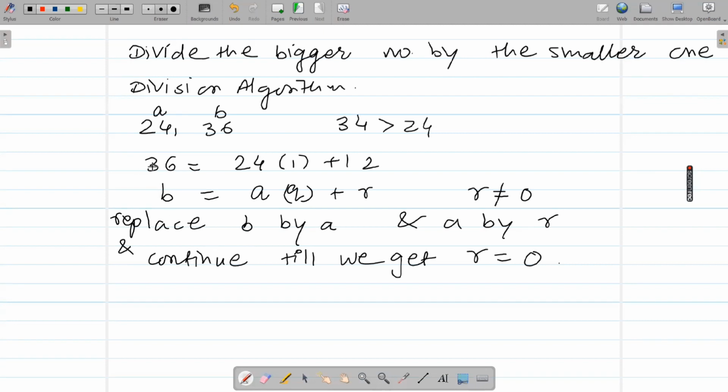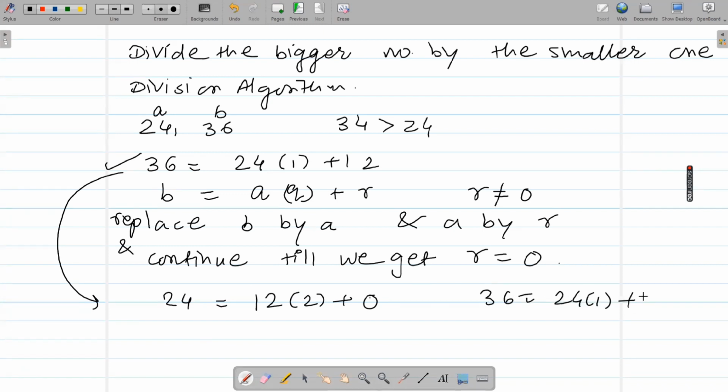So right now 36 is equal to 24 into 1 plus 12. Now I am writing the second step. I am replacing 36 by 24 and 24 by 12. So 12 into 2 plus 0. So right now I am getting 2 steps only. Let me write the 2 steps again. 36 is equal to 24 into 1 plus 12. 24 is equal to 12 into 2 plus 0.